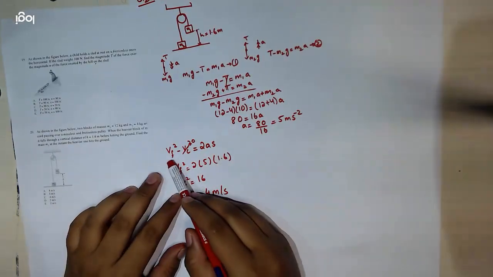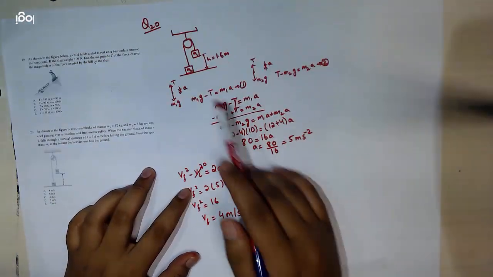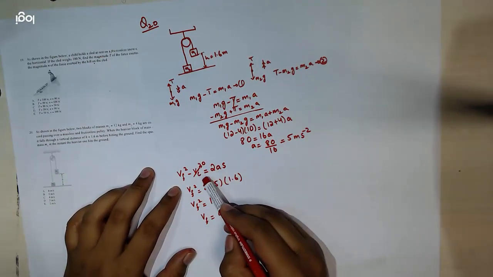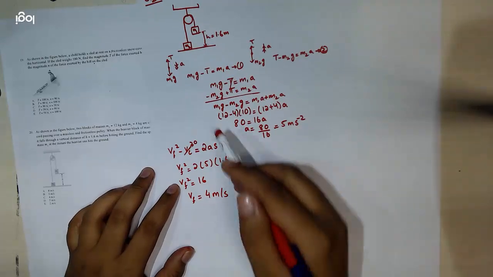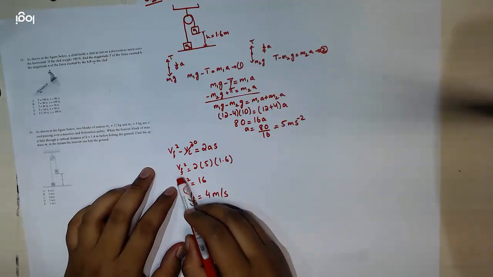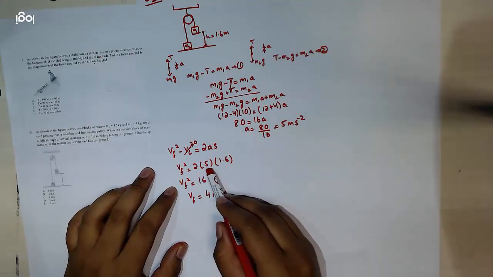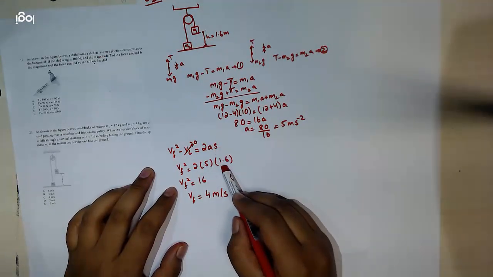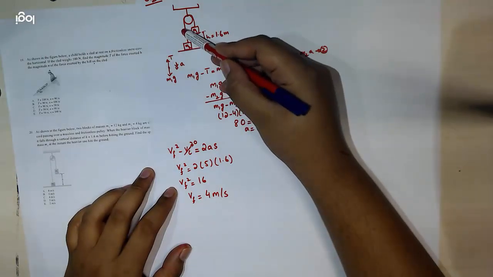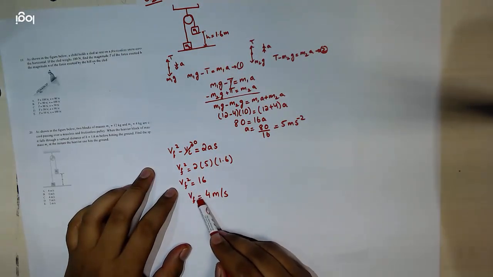So now we need to find the final velocity of the lighter block. So Vf squared minus Vi squared is equal to 2as, and since it was at rest at the beginning, its initial velocity will be 0. So Vf squared is equal to 2 times 5, which is our acceleration, times our distance, which will be 1.6. This block will move 1.6 meters downwards, and this will move 1.6 meters upward. So Vf squared is equal to 16, and then Vf is equal to 4 meters per second.